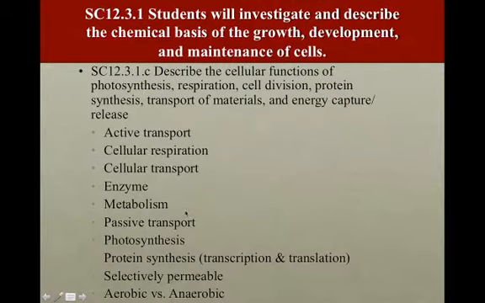Describe the cellular functions of photosynthesis, respiration, cell division, protein synthesis, transport of materials, and energy capture and release. So all these different processes occur within a cell. Cells are busy. Cellular transport includes active transport and passive transport, so we're going to just talk about those. What's the difference between active and passive?